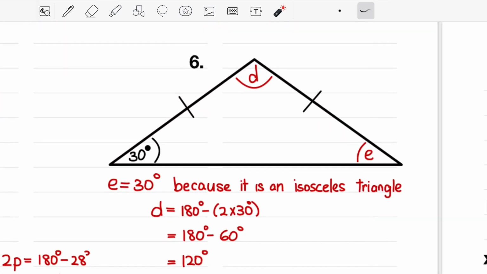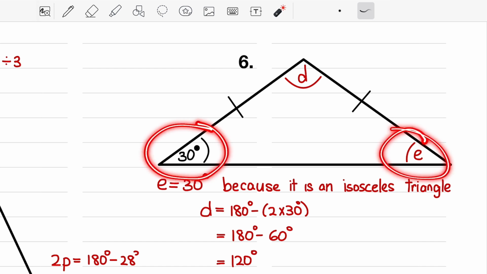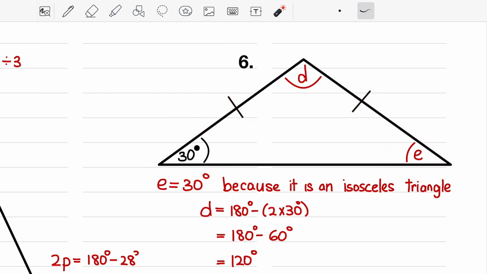And lastly, number 6. We can see that these two angles are different because they are labeled with a different letter. This angle will be equal to this angle as it's an isosceles triangle. So E is 30. 30 times 2 is 60. 60 from 180 is 120. So D is 120.